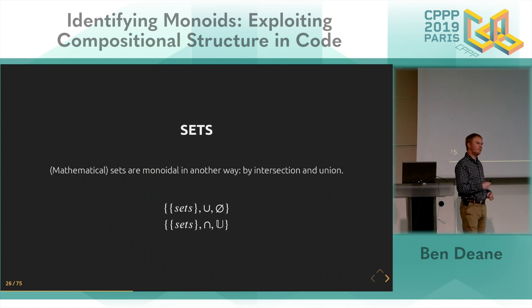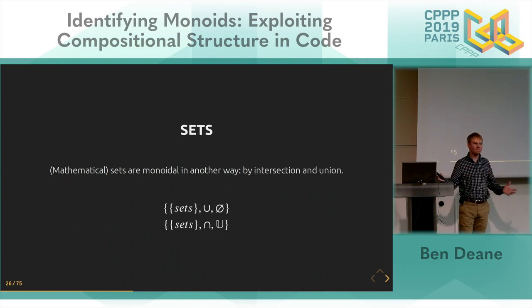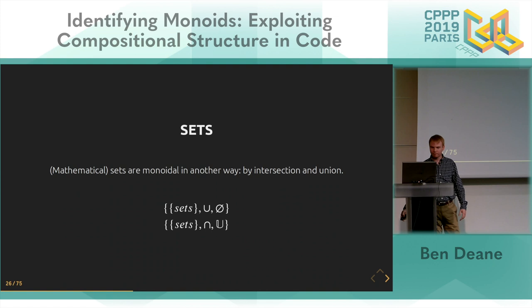Another monoid you often meet in real life is the monoids on sets. They're very similar to addition. Union is probably what you would think of as very similar to addition. So the identity is the empty set. For intersection, the identity is a little trickier to represent sometimes, but it's basically conceptually the universal set, the set that contains everything.